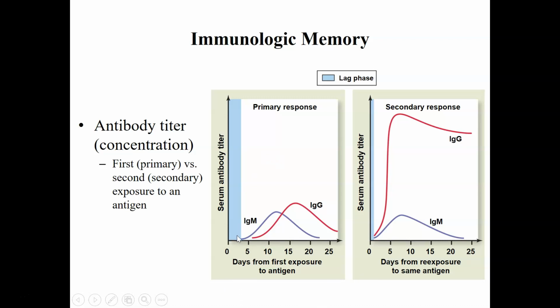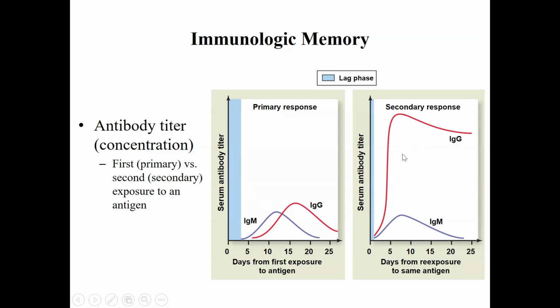Primary response is much slower, a longer lag period, and it produces less of an increase in antibodies. And that increase goes away more quickly than in a secondary response. Secondary response has a shorter lag time, a dramatically higher increase in concentration of antibodies, and it doesn't go away even after 4 weeks. So this is memory.